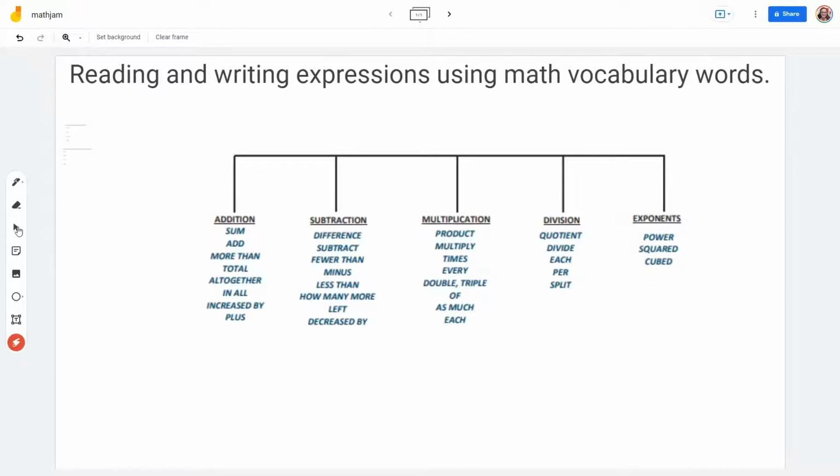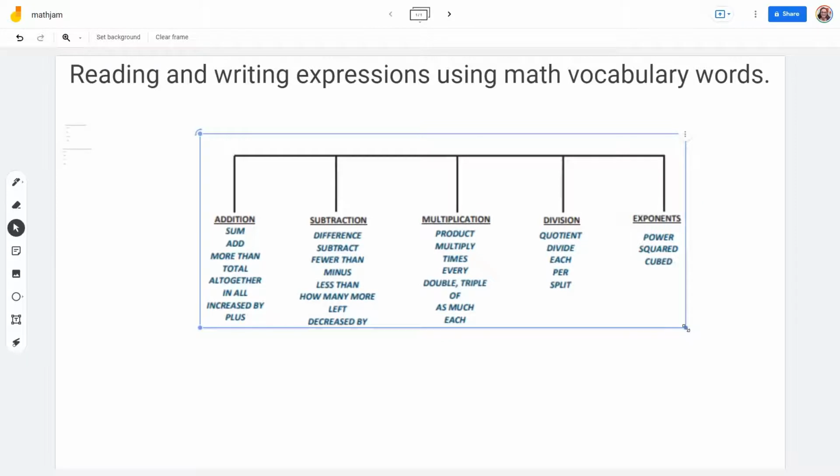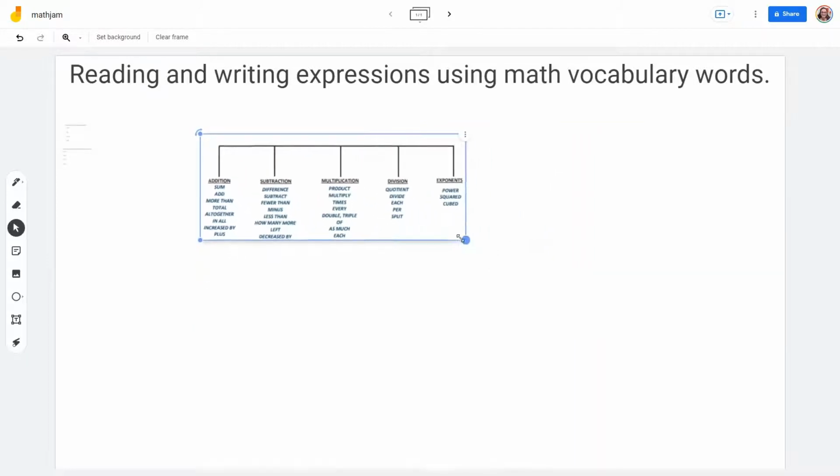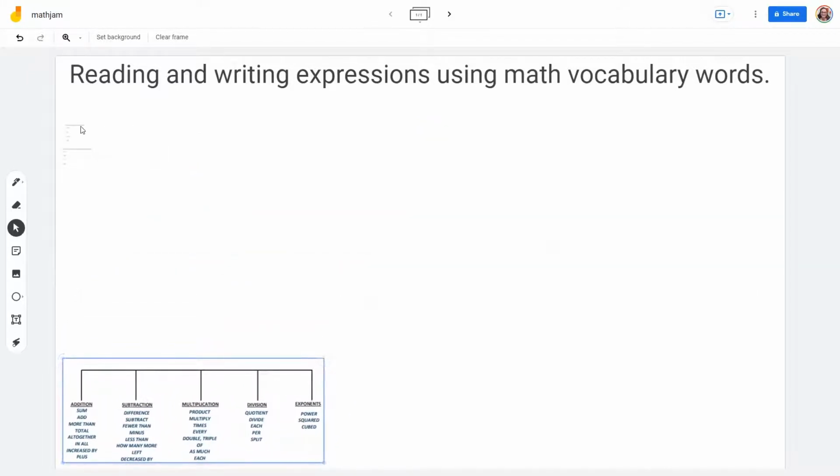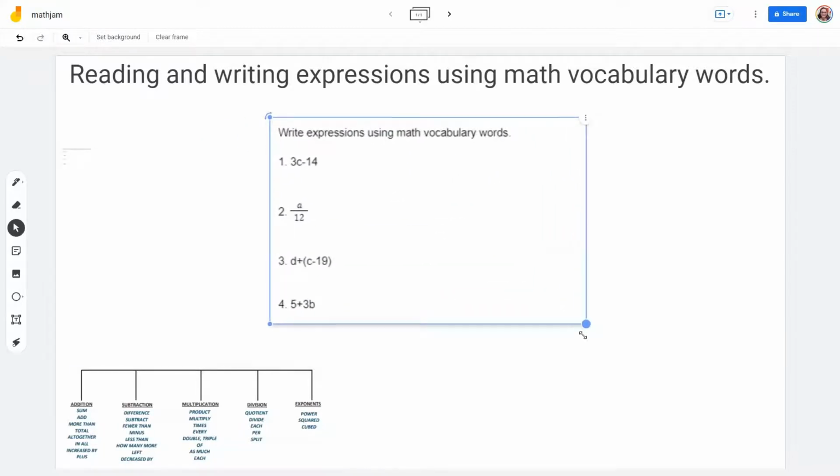Okay, so let's make this a little smaller. We'll keep it off over to the side. That way we can still use it if we need to. Please do make sure that you have those written down in your notes. You will want to use them later. All right, so let's go ahead and take a look at our problems.